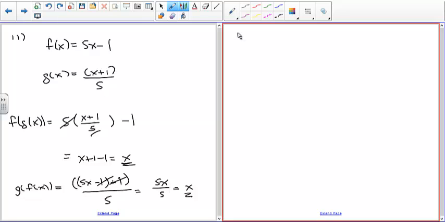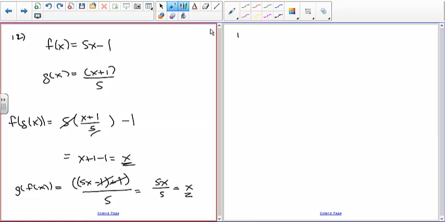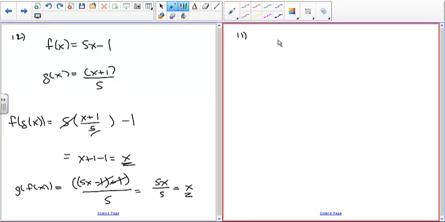Okay, that was actually 12. For 11, all I was asking you to do was the multiplication of complex numbers. So these are the two complex numbers. Use FOIL. So 2 times 1 is 2. Outer is 2 times -5, which is -10i. Inner is plus 4i. And then last is going to be -20. -5 times 4 is -20. And then you have i squared.